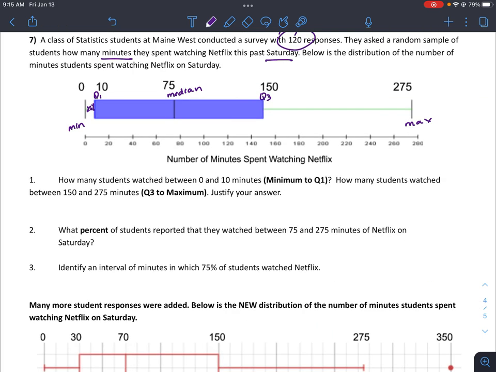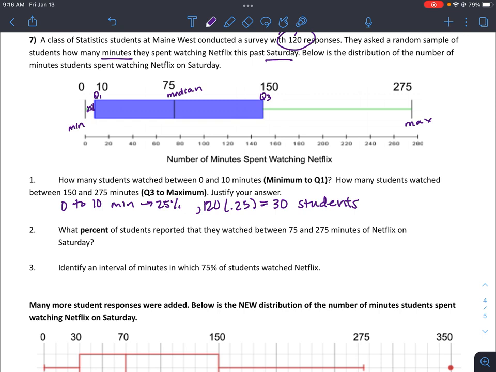So 0 minutes is 25%. So we use 120 times 0.25. Oops, sorry. It's a percentage. I believe that's 40. I'm just double checking. Oh, nope. See? Good thing I checked. It's 30. So 30 students. Silly. Should have broken it down. Oh well. Here we go.